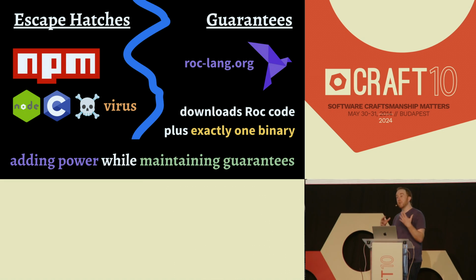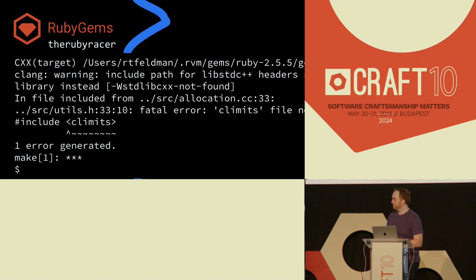So in other words, much like WebAssembly itself, this is another example of a way that you can add power while maintaining guarantees. This is one of the design goals of Rock, to do that on purpose.